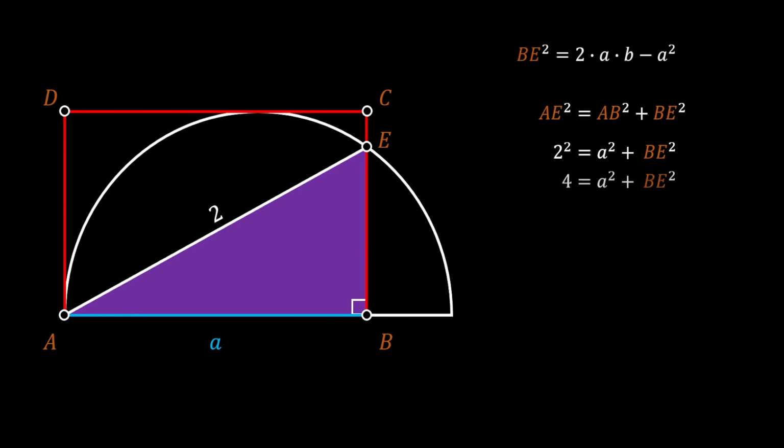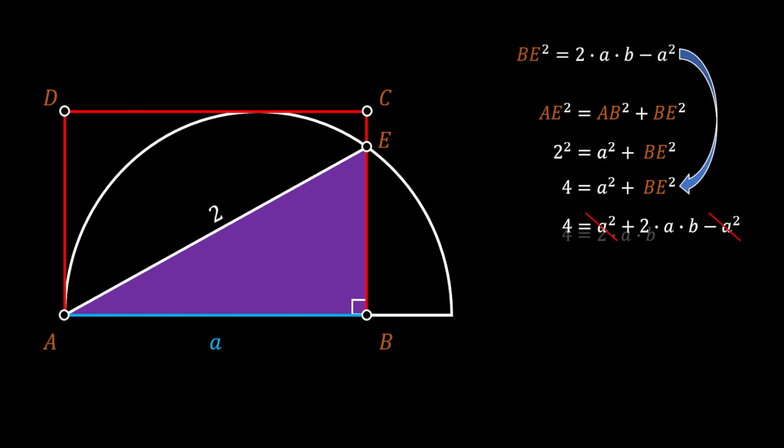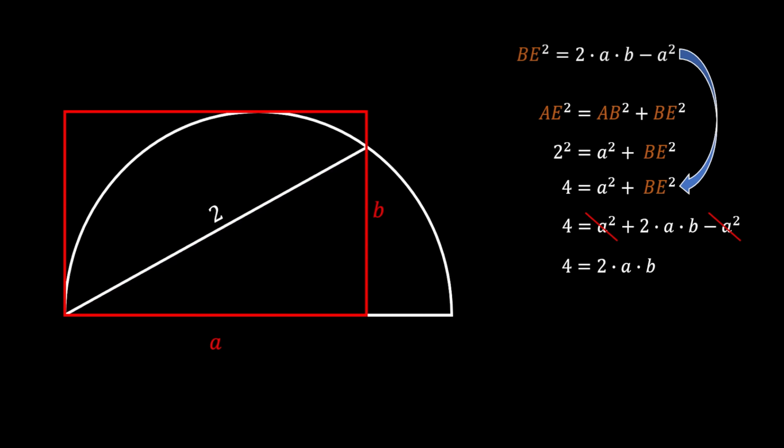We can simplify this, and since we already know the value of BE squared from our first equation, we can just substitute that value in and we will get the following equation. Here we can cancel a squared and we are left with 4 that is equal to 2 times AB. But now, since we know that the area of the rectangle is equal to the product of its length and its height, we know that area is equal to a times b in our case.